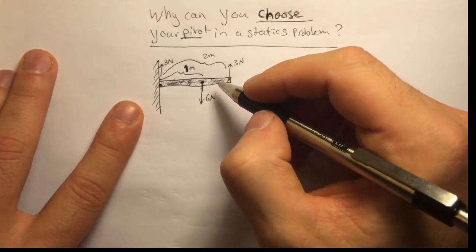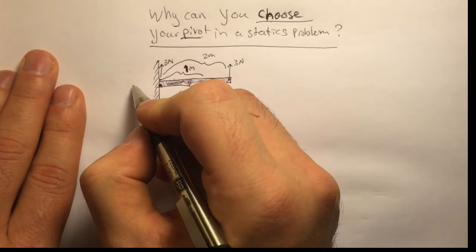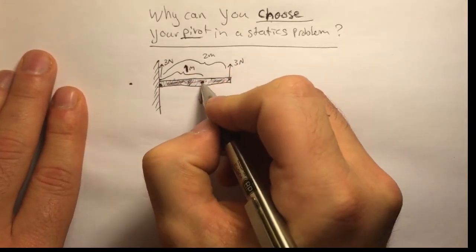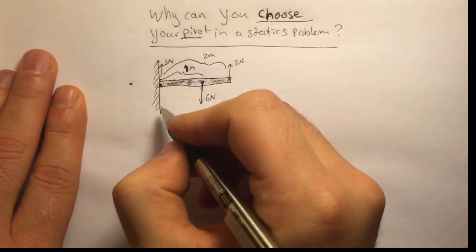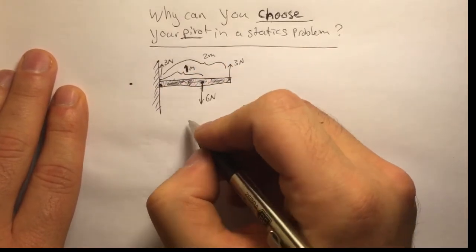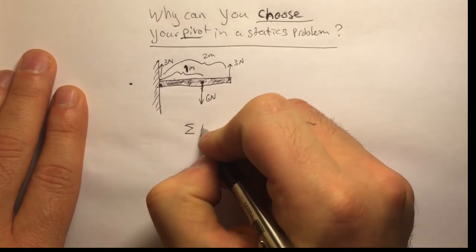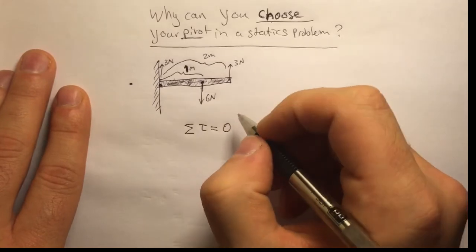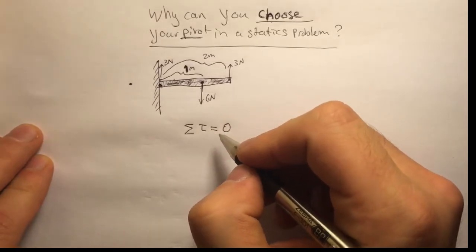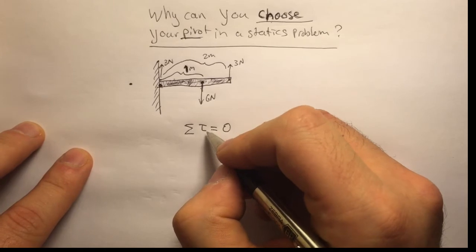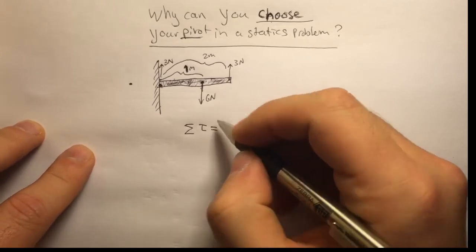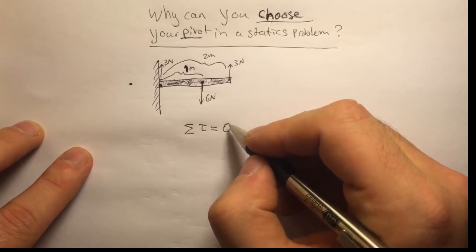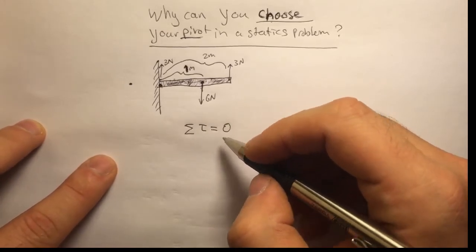And so the reason why you can choose your pivot, I chose it over here in the previous video, or you could choose it here or really anywhere, is because your equation for a statics problem that involves torques and rotation is the sum of torques equals 0. And so what that means is that all of your torques create no rotation. The 0 is because we know that there's no turning. There's no torques that are going to cause the thing to rotate.